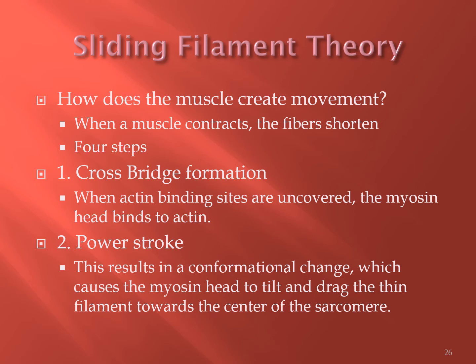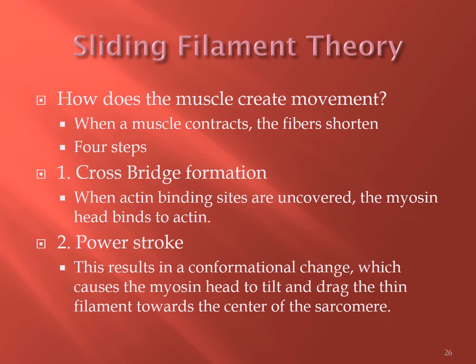So first thing that happens is we have cross-bridge formation. When actin binding sites are uncovered, again, as we said, these binding sites are uncovered because calcium binds to troponin, tropomyosin moves out of the way and uncovers the binding sites. When that has occurred, now the myosin head will bind to that actin binding site. Okay, so now they have an interaction.